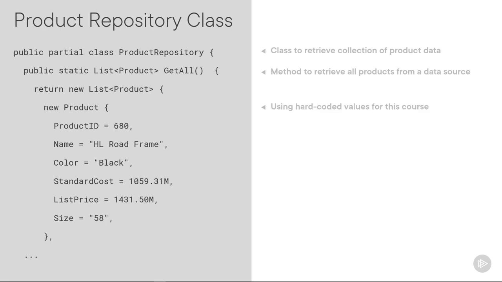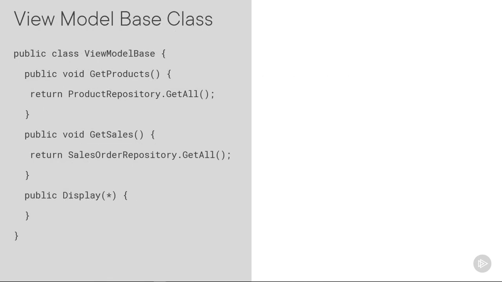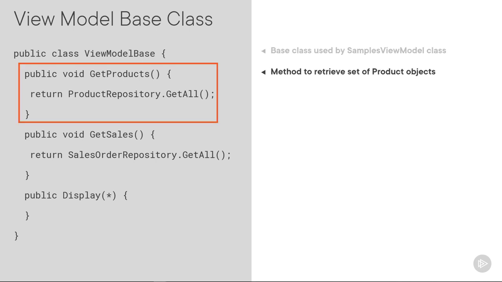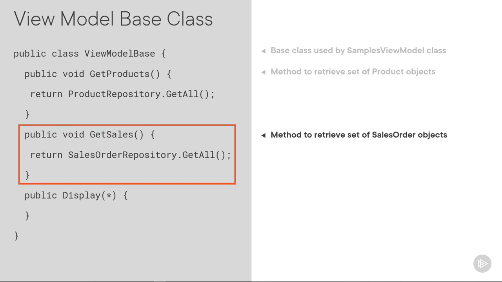the actual class itself. Another class that we have in our class libraries is ViewModelBase. Now this is a base class that's going to be used by the SamplesViewModel class, which you're going to use to write all of your queries. Now it has a method to retrieve the set of product objects. It simply calls that ProductRepository.getAll. It has a method to retrieve a set of sales order objects as well.